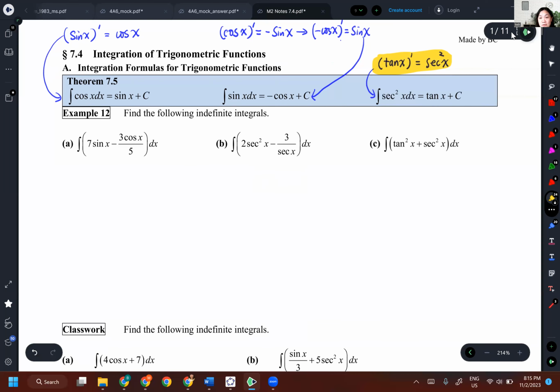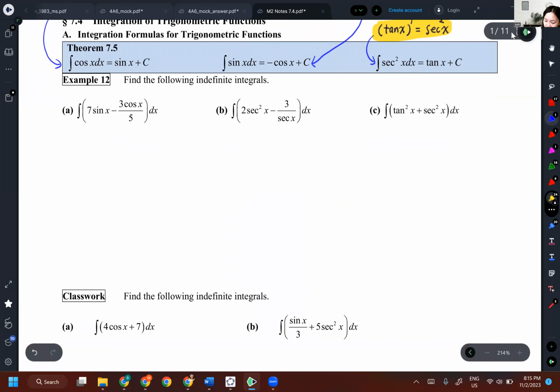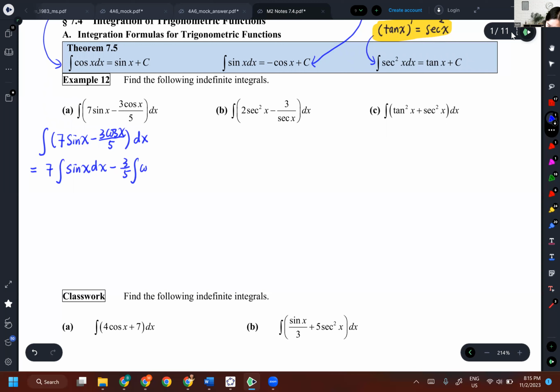Now, examples, from the easiest ones. This one, copy: the integral of 7 sine x minus 3 cosine x divided by 5 dx equals 7 sine x dx minus 3 over 5 cosine x dx, and that is 7 times negative cosine x minus 3 over 5 sine x plus c. And then to simplify, sine x plus c.